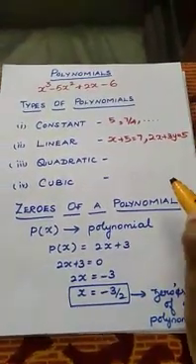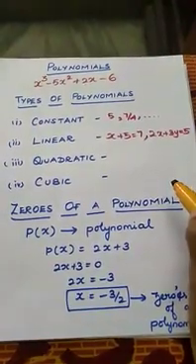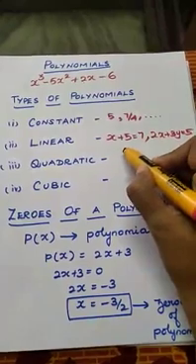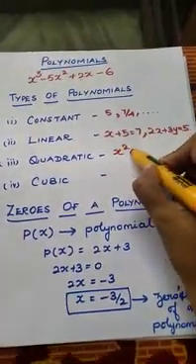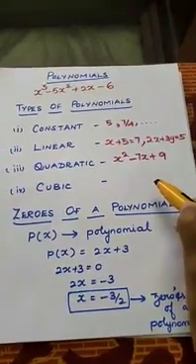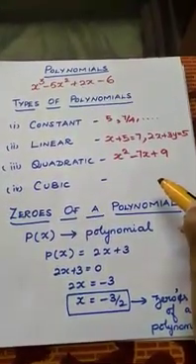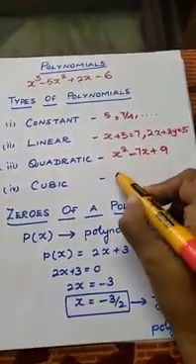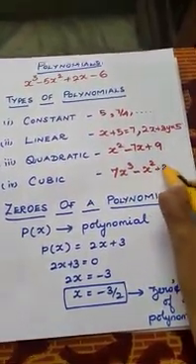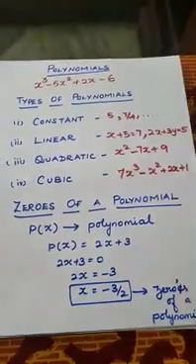The next one, quadratic polynomial. A polynomial of degree 2 is called a quadratic polynomial. A quadratic equation example is x square minus 7x plus 9. The next one is cubic polynomial. A polynomial of degree 3 is called a cubic polynomial. For example, 7x cube minus x square plus 2x plus 1.